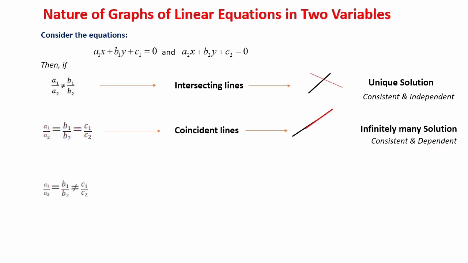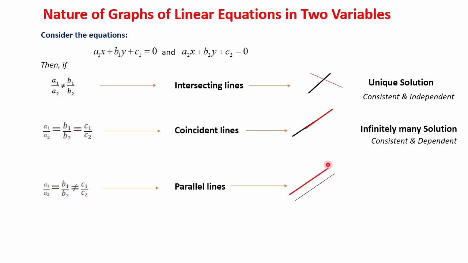The next is a1 by a2 equal to b1 by b2 not equal to c1 by c2. Then we can say that they are parallel lines. If you draw the equations on graph paper, you will get parallel lines. It is quite clear for you because you are familiar with the term parallel lines. One line will be parallel to another one, meaning the distance between these two lines will be the same everywhere.